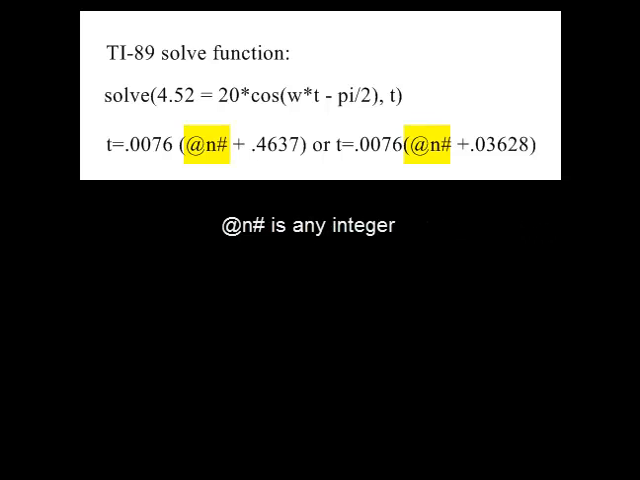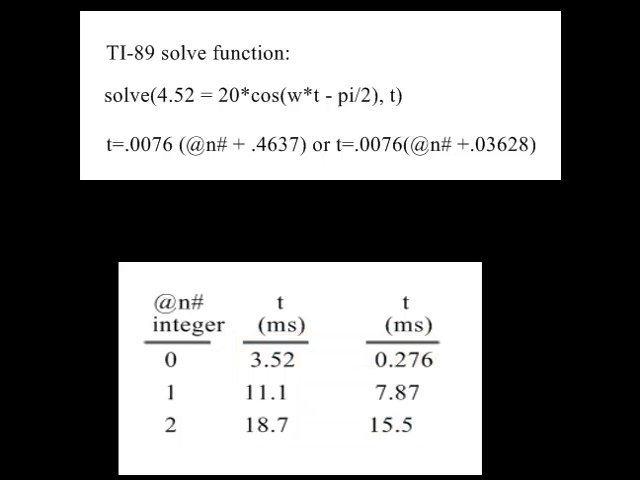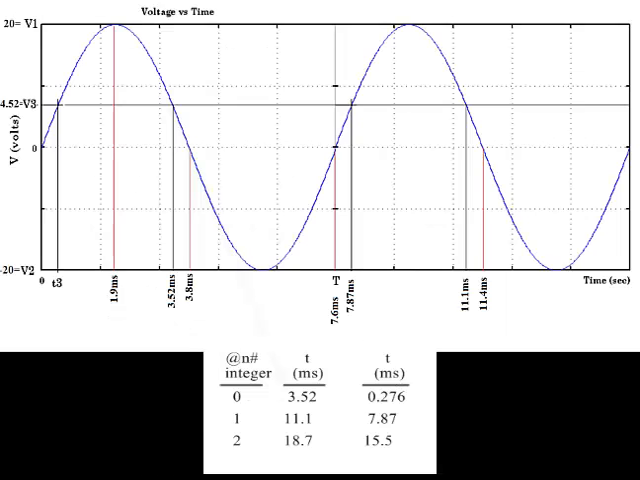At n, some number is an integer. Here are 6 values of t for the integers 0, 1, and 2. There's one value. There's another. There's another. The other 2 are not shown. Make sure your final answer has 3 significant figures.